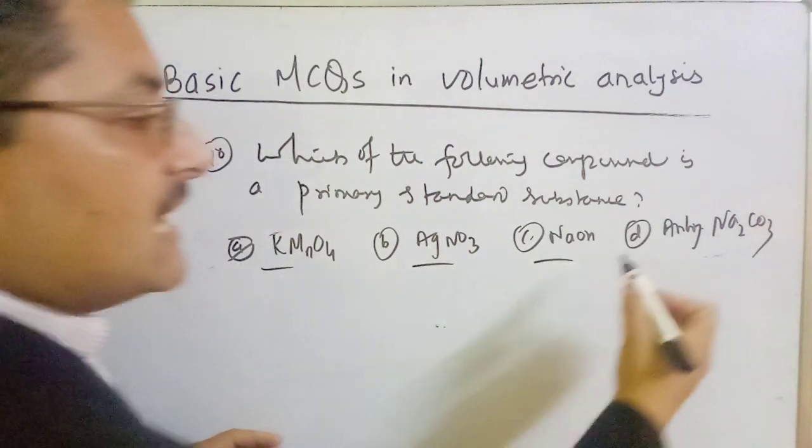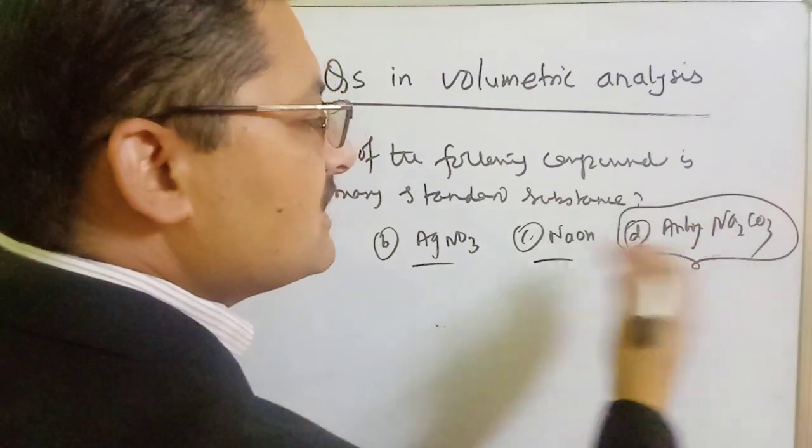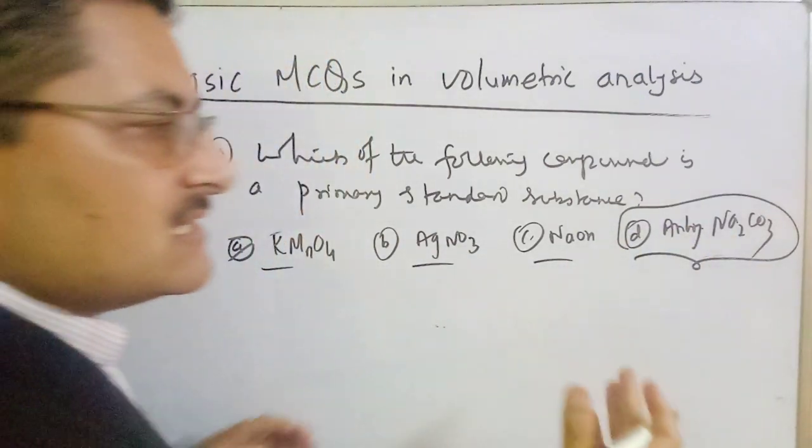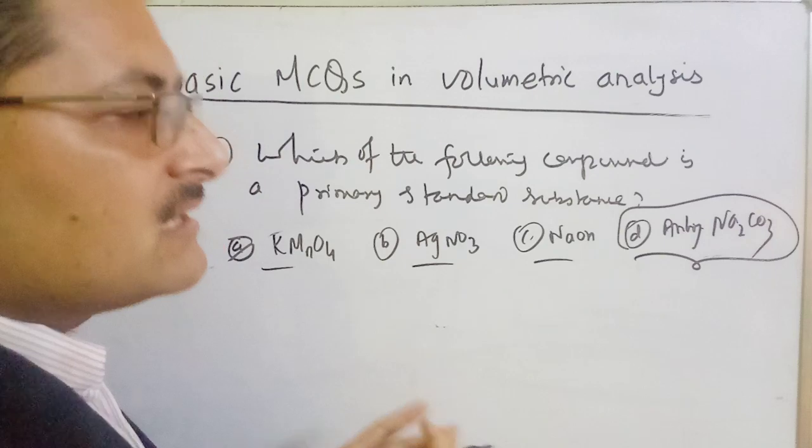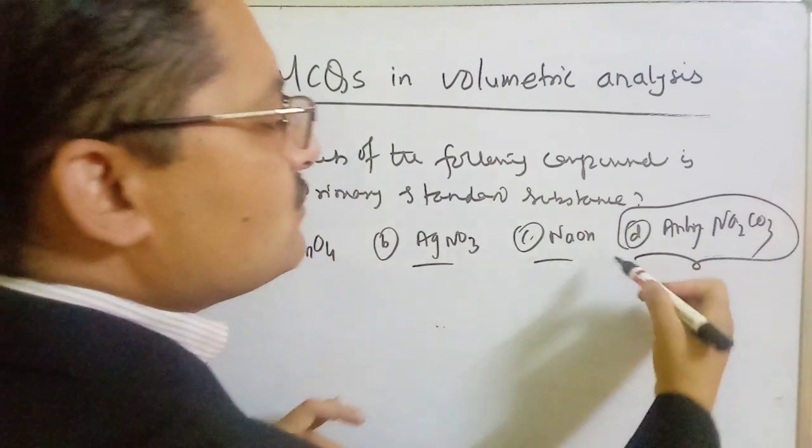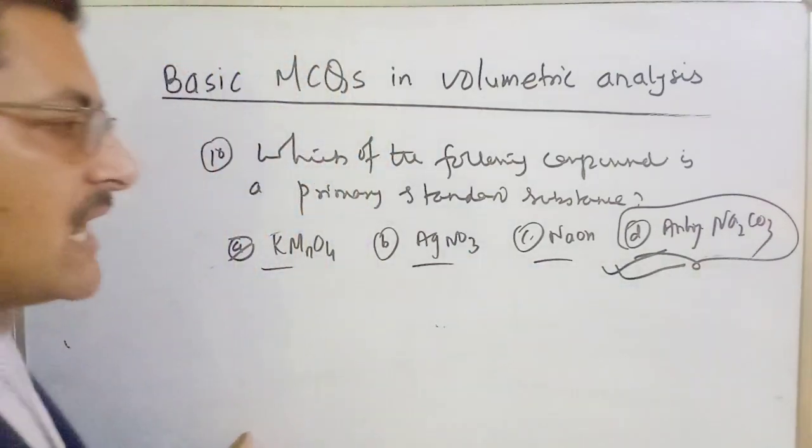Therefore, anhydrous sodium carbonate is the only substance that can be used as a primary standard substance, because it is not absorbing any water and is stable. So anhydrous sodium carbonate is the example of primary standard substance.